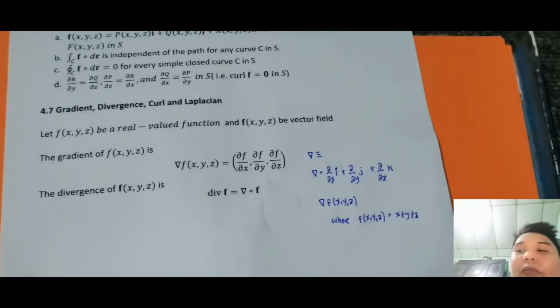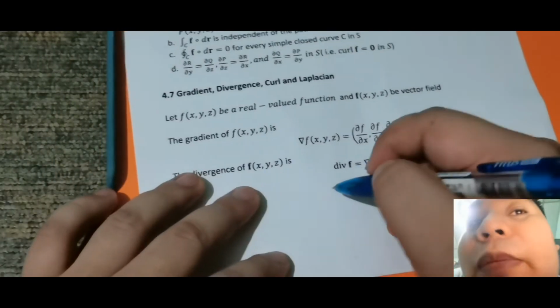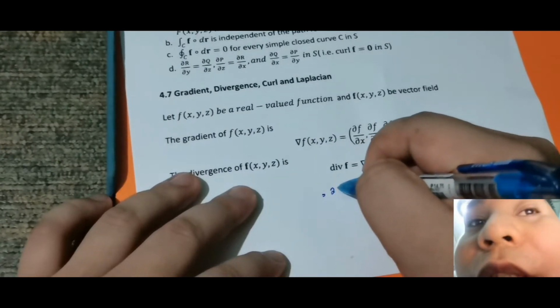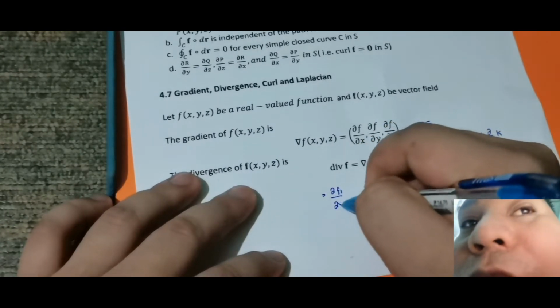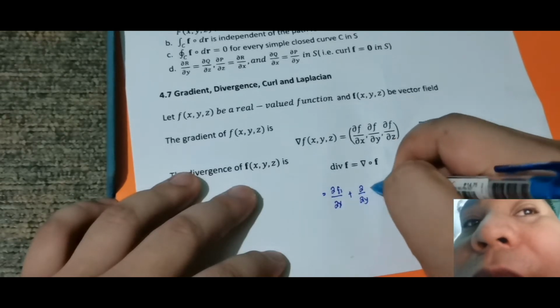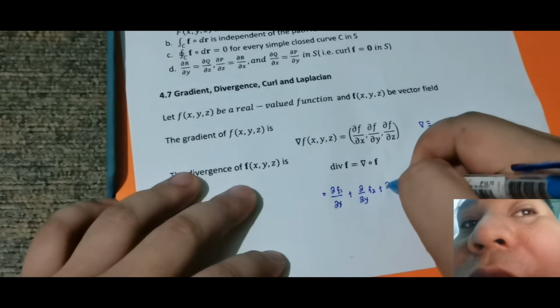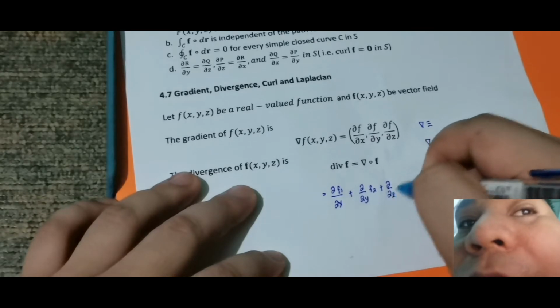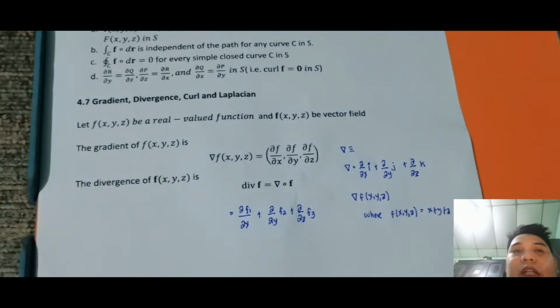Okay, so next is the divergence of the vector field F. So the divergence of vector field F is similarly, alam nyo naman, nasabi ko na to, this is just the partial derivative of f sub 1 with respect sa x plus partial derivative with respect sa y ng f sub 2 plus partial derivative with respect sa z ng f sub 3. Okay, so yun yung magiging formula. So nakita naman na natin yan. So next is the curl.